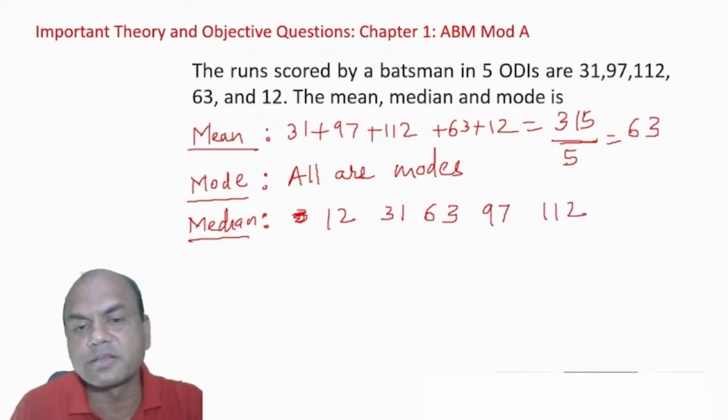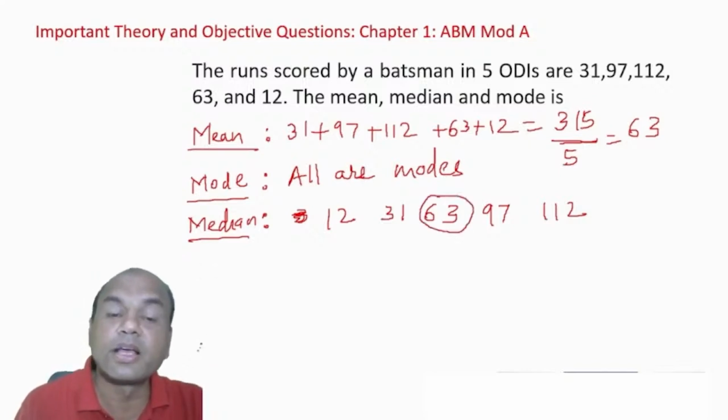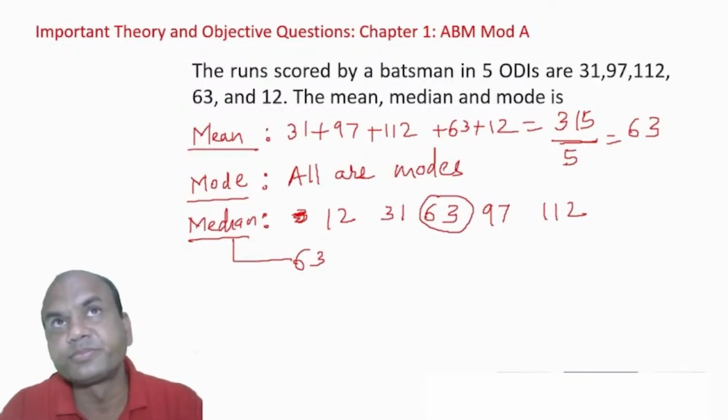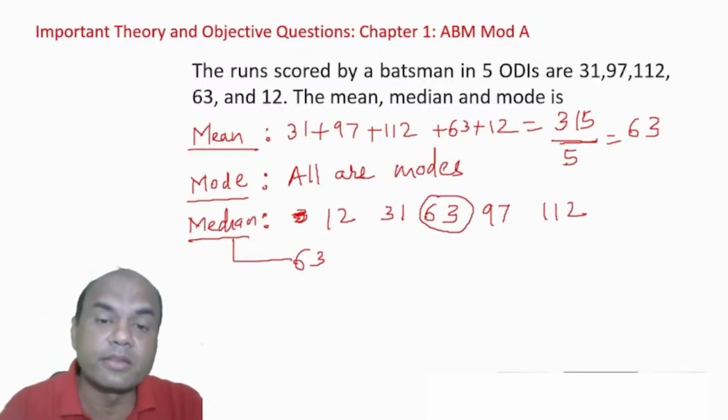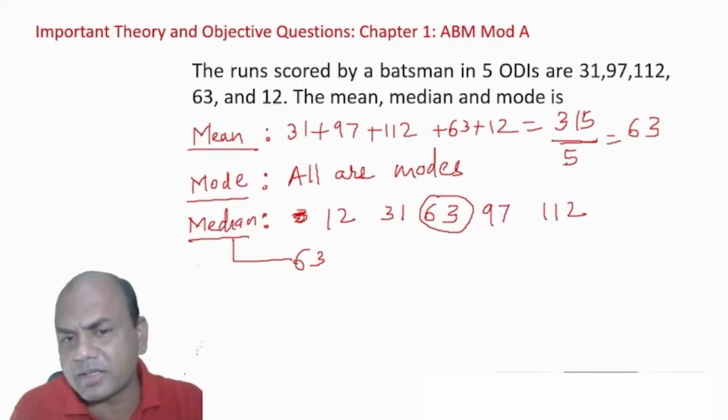Right? So arranged. Whatever is arranged, find a central number. Which is the central number? 63. So 63 is my median. So median equals 63. Got it, everyone? How to find out the median? Arrange them in serial order. Now you'll ask me, sir, this is odd.